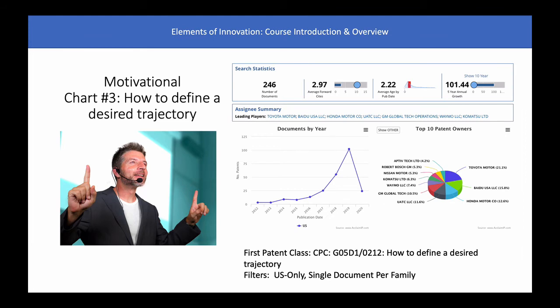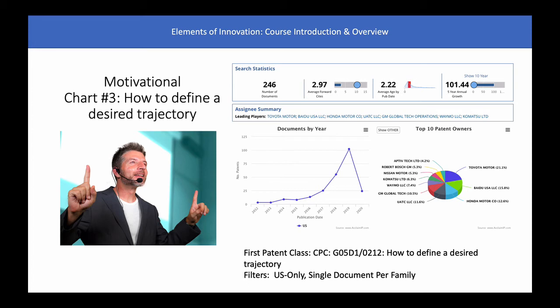And if that didn't motivate you enough, here's my last motivational chart for this presentation. Chart number 3 is under the patent classification of how to define a desired trajectory. Once again, the last 3 years, a lot of filing going on.